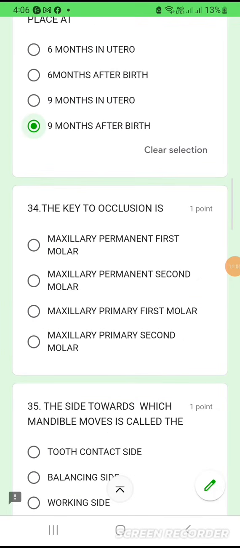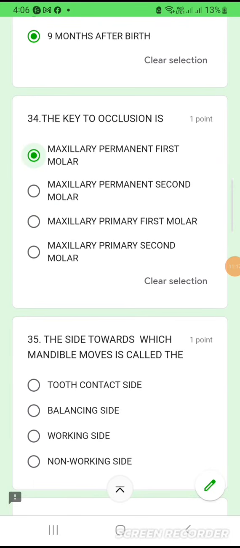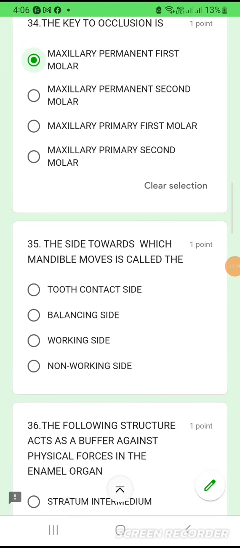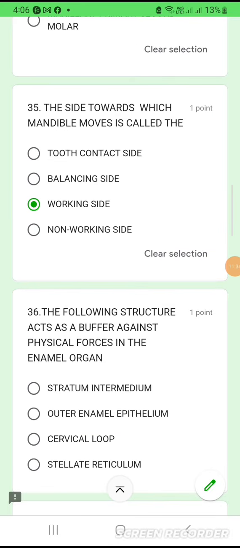Now coming on to 34th question, the key to occlusion is whether it is maxillary, which tooth, permanent first molar or second molar. So option A is the correct answer, maxillary first molar. Maxillary permanent first molar is the key to occlusion. 35th question, the side towards which the mandible moves is called option A, tooth contact side, balancing side, working side, non-working side. The side to which the mandible moves is called the working side, okay, option C.